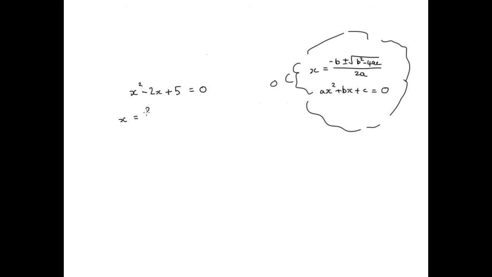Minus b would be 2, plus or minus the square root of b squared, -2 squared is 4, minus 4 times a is 1 and c is 5, all over 2a, twice 1 is 2. So we get 2 plus or minus, and this turns out to be 4 minus 20, which is -16. And now, normally what would then happen is you'd say that there is no real solution, or there are no real solutions.